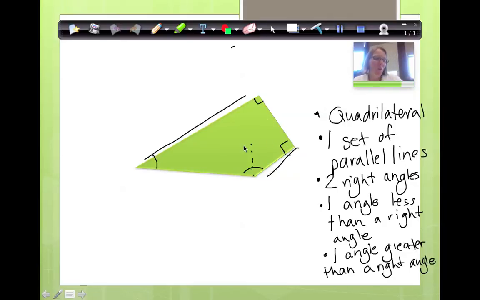Okay, on your homework today, you're going to be comparing and explaining attributes of different shapes, polygons. And you're going to explain how you know.